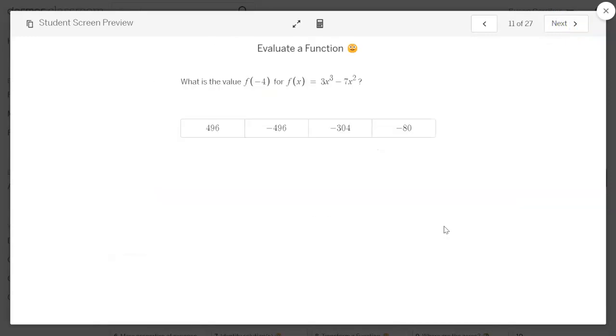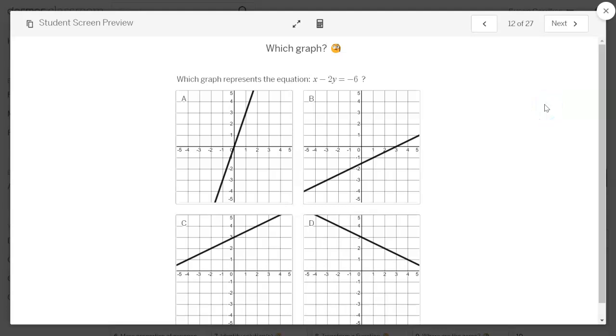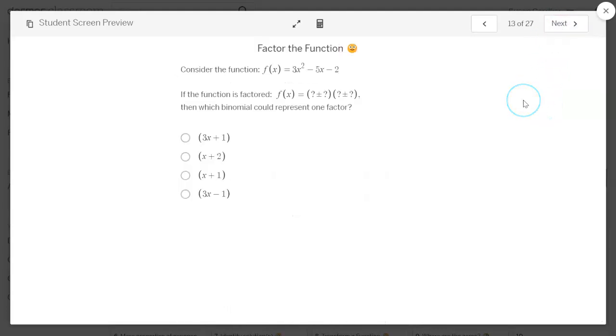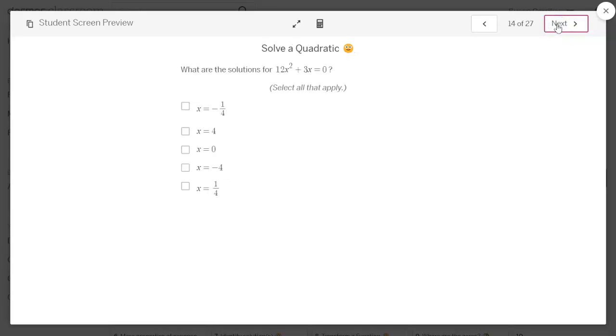Now we have a function, and we're just evaluating the function at a value. Definitely they can type this into the graphing calculator and input f of -4 on the next row, and it will evaluate for them. Here we're graphing a line. Here they're given a function and asked to write it in factored form, and then choose a binomial that could represent one of the factors. Here's an equation. It is a quadratic equation. What are the solutions? Now they could graph, they could use factoring, they could use the quadratic formula.